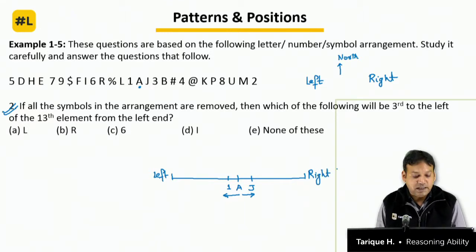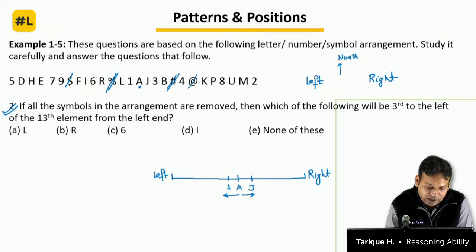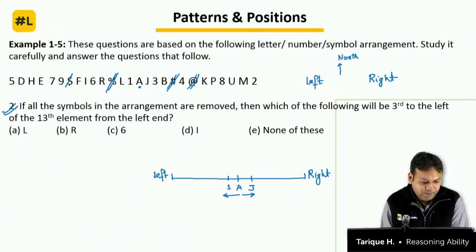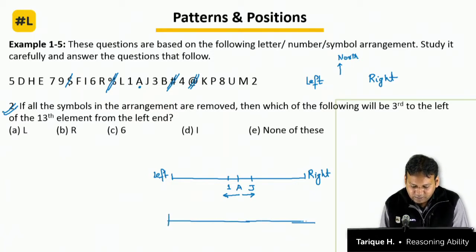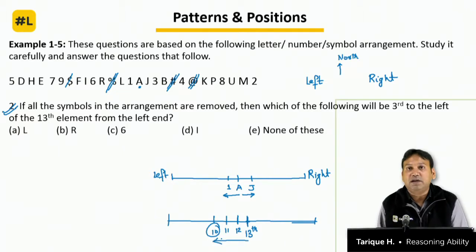If all the symbols in the arrangement are removed, so we cancel dollar, percentage, right, hash, at, clear? These are the symbols that we had. So we remove the symbols, and then which of the following will be third to the left of the 13th from the left? If you take the 13th from the left, then the 12th one, the 11th one and the 10th one. So this 10th would be third to the left of the 13th from the left.